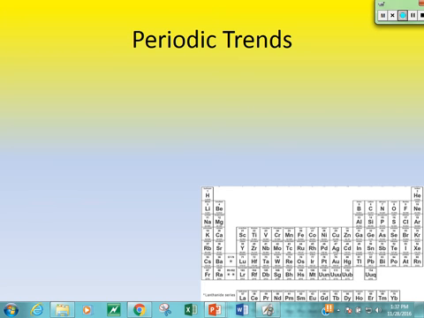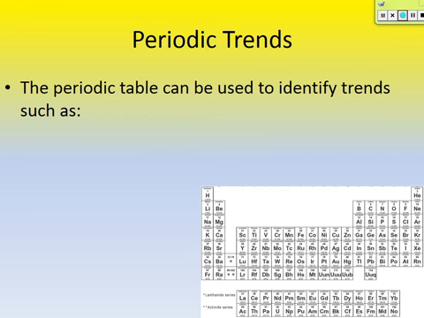All right, let's finish up the chapter today. We're going to do so by talking about periodic trends. We can use the periodic table to find 3 different trends we're going to talk about today. So please have your guided notes open and ready to fill them out. Okay, we're going to use the periodic table to discover 3 trends.